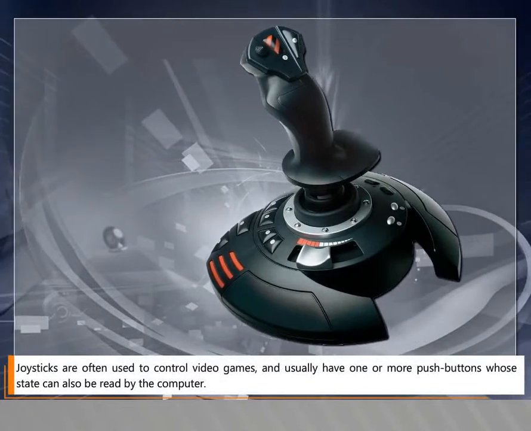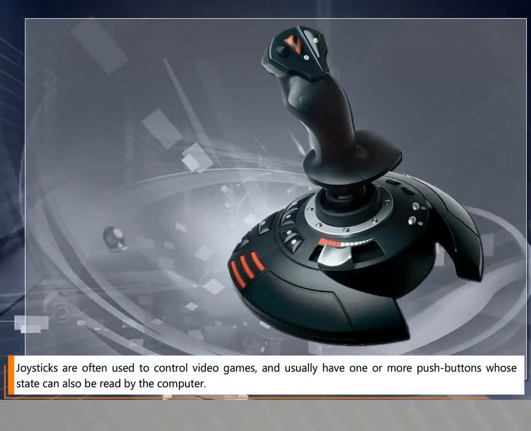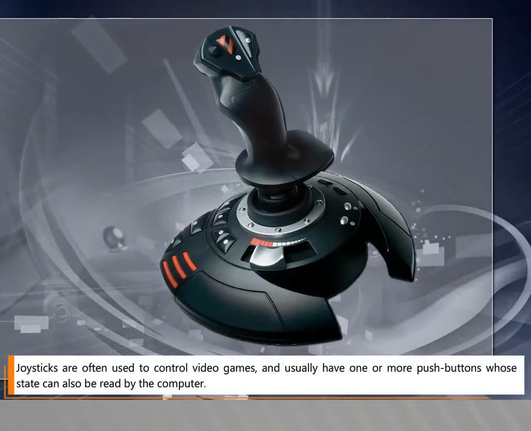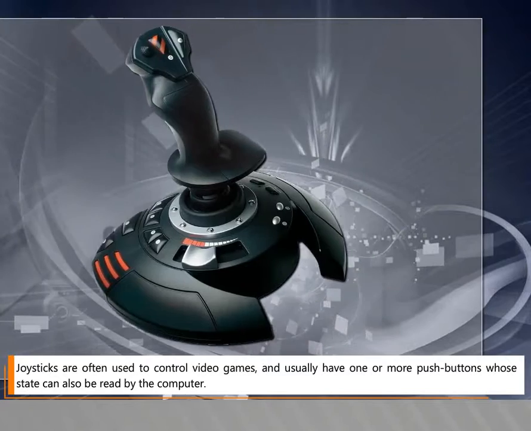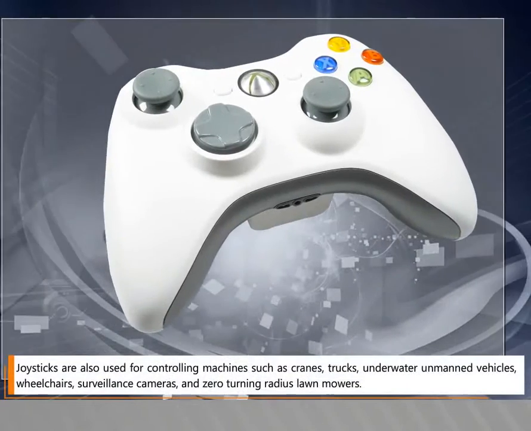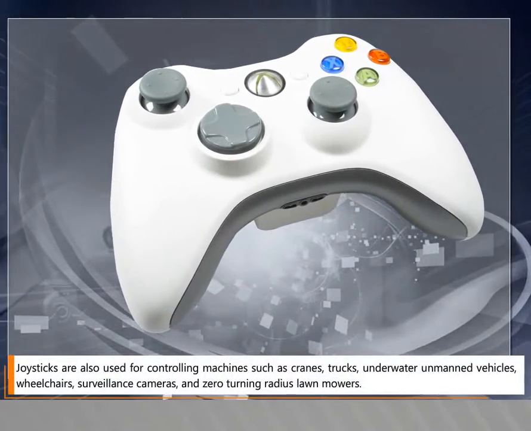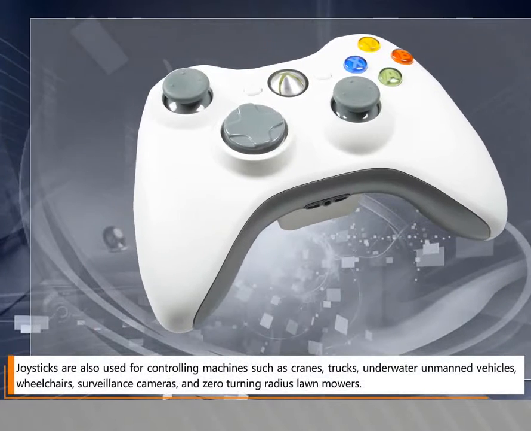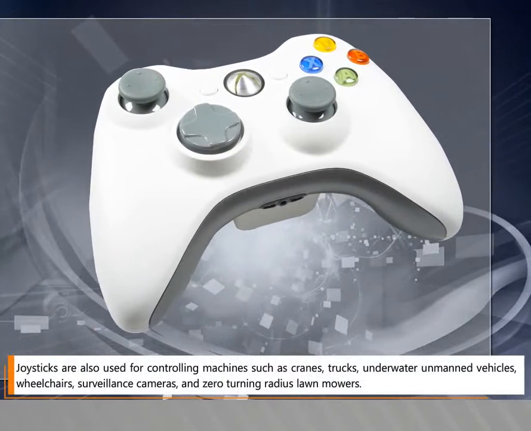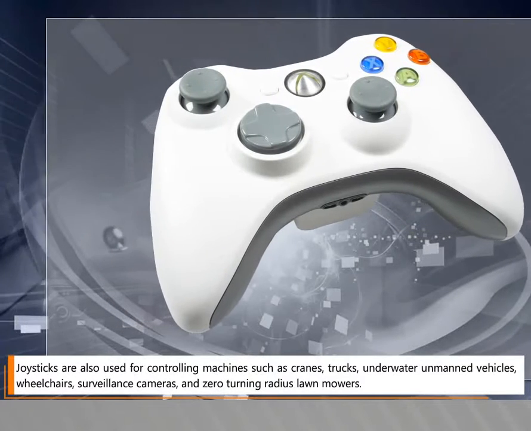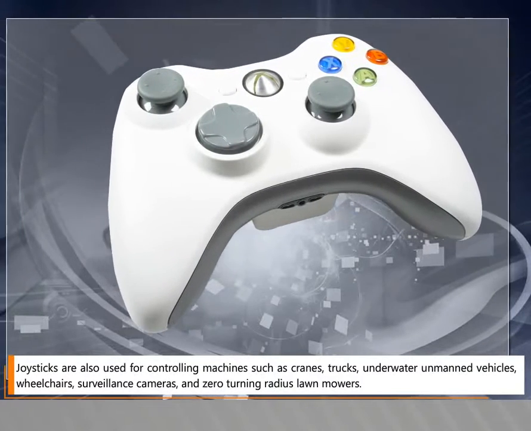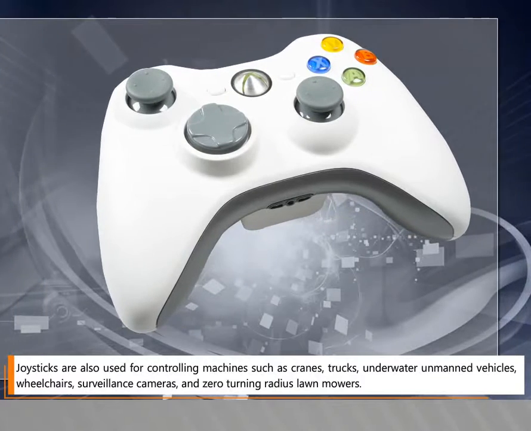Joysticks are often used to control video games and usually have one or more push buttons whose state can also be read by the computer. Joysticks are also used for controlling machines such as cranes, trucks, underwater unmanned vehicles, wheelchairs, surveillance cameras, and zero-turning radius lawn mowers.